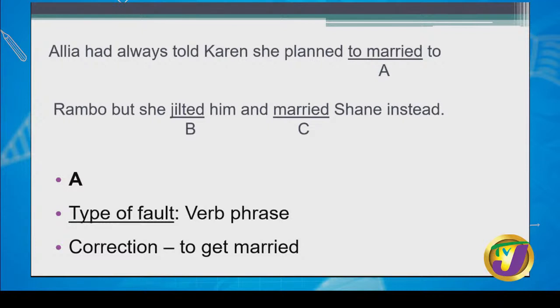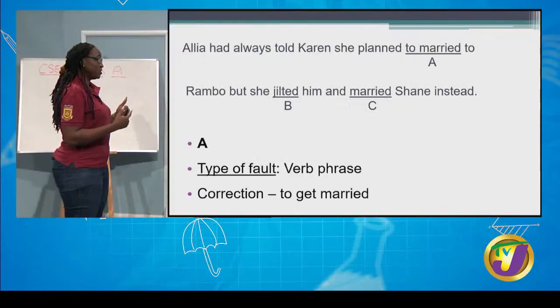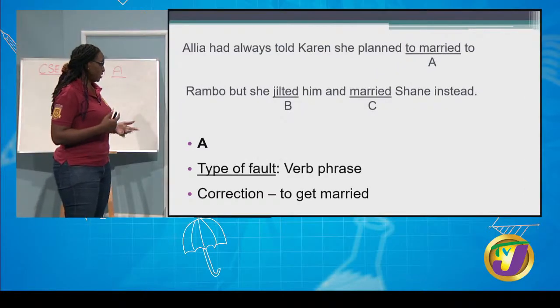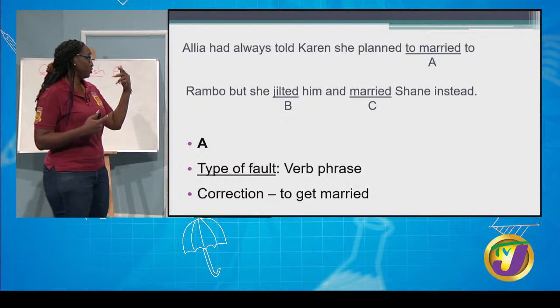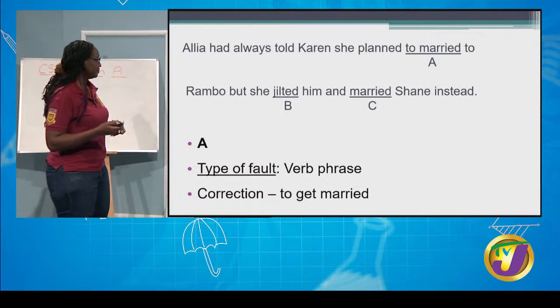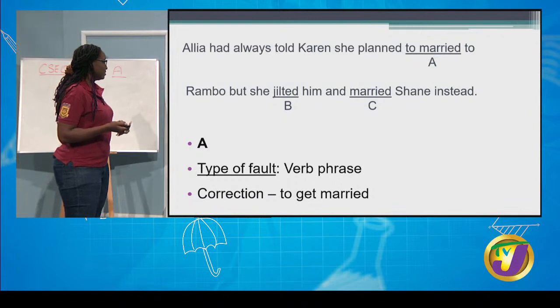But since that part of the sentence is not underlined, you have to read the sentence using the to anyway. So the only thing you can do to change it for it to be grammatical is to say to get married, to ramble. All right? So let's look at our next sentence.